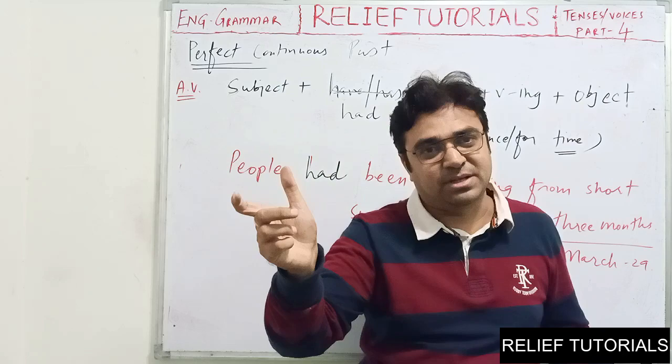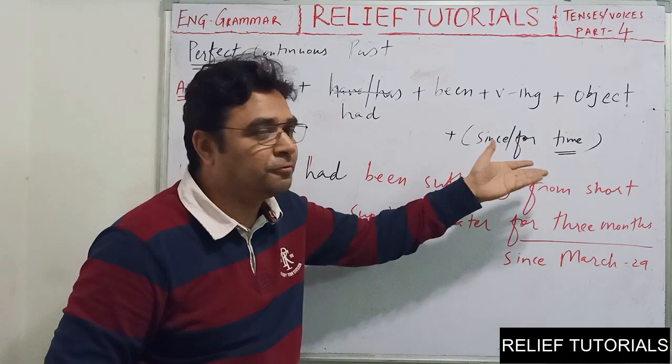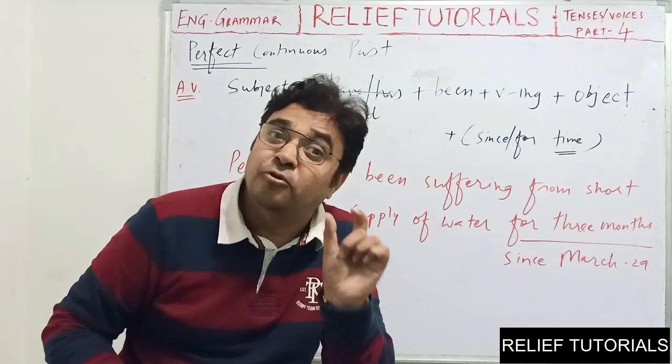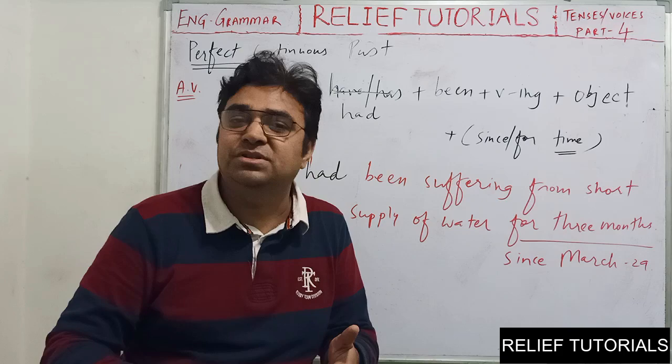So here we have the sentence structure. Subject, now comes had, been, verb with ing, object, again the same thing, since or for in time. People had been suffering, मतलब अब सफर नहीं कर रहे, अब सफरिंग खत्म हो चुका है, लेकिन वो सफर किए for duration of time, for 3 months, that is shown over there. Had been suffering from short supply of water for 3 months or since March 29. So this is perfect continuous past tense.